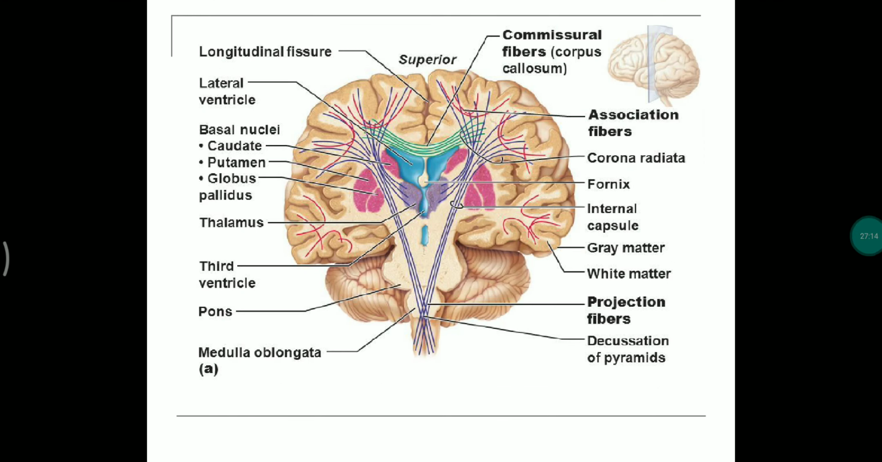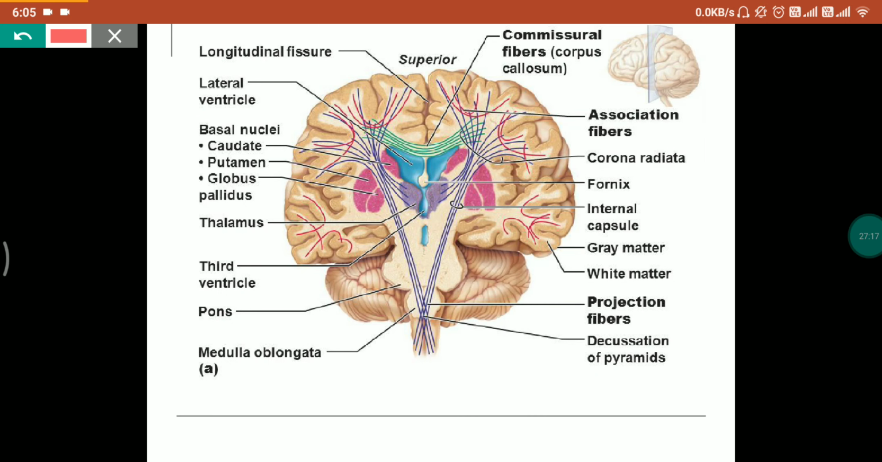So here you can see the association tracts. These are the association tract lines, the green colored one is the commissural tracts, and the downward projecting tracts are called projection tracts.